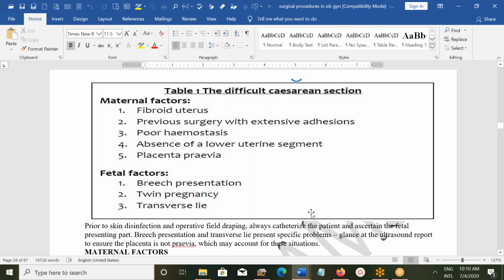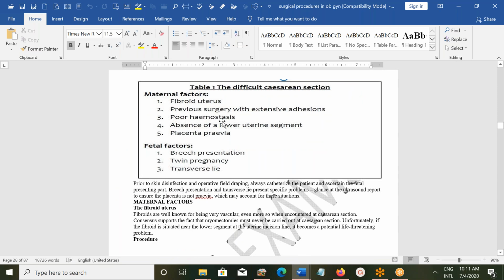Difficult cesarean sections can have maternal factors and fetal factors. Maternal factors include fibroid uterus, previous surgery with extensive adhesions, poor hemostasis, absence of a lower uterine segment, like in cases of preterm cesarean sections, and placenta previa. In all of these conditions, you need senior input. Regarding the fetal factors, there can be breech presentation, twin pregnancy, or transverse lie. All of these are going to be difficult cesarean sections.